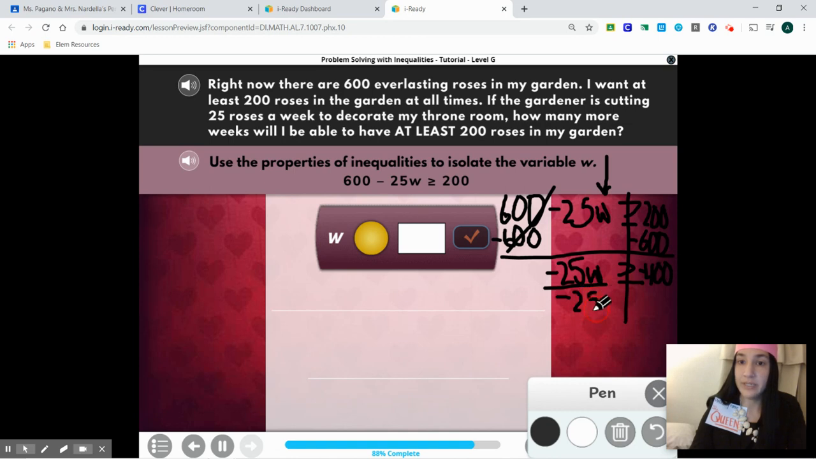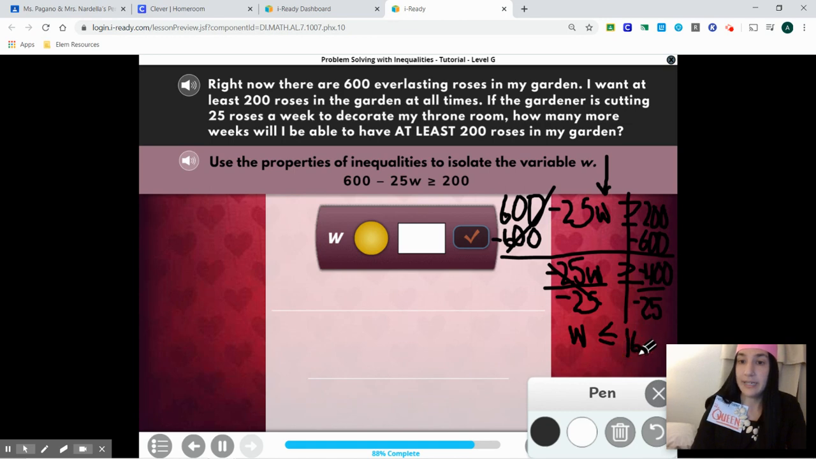And right when we did that, we heard that magic word, negative. We divided by a negative. And when we did that, we had to flip or reverse our inequality symbol. So we should have W, flip our inequality symbol. It is greater than or equal to, so we're going to make it less than or equal to. Negative 400 divided by negative 25 will give us a positive 16.